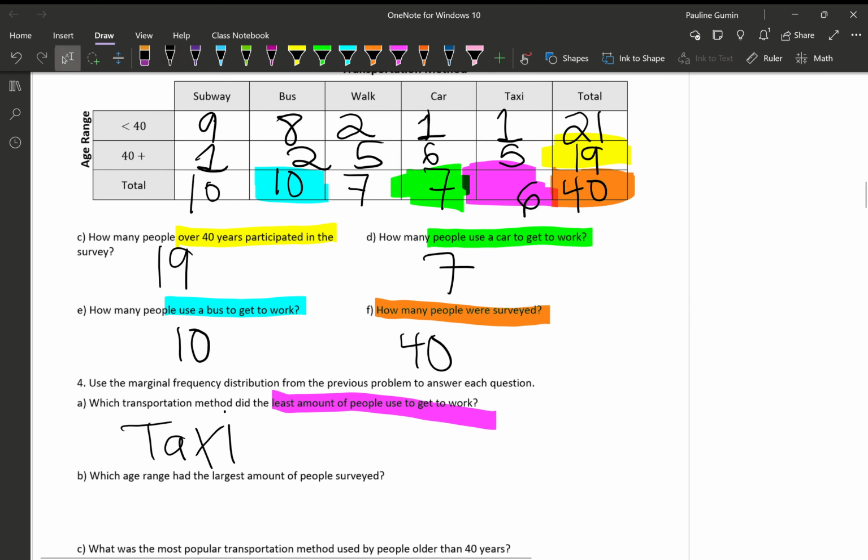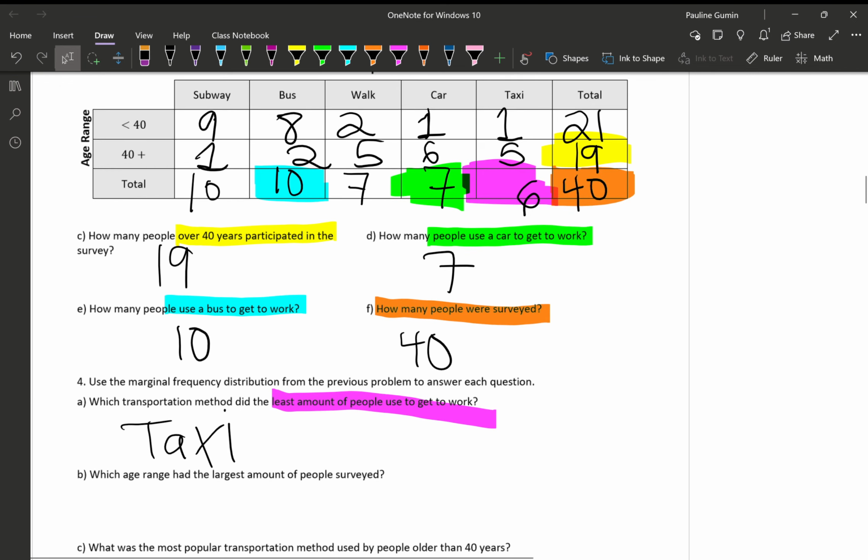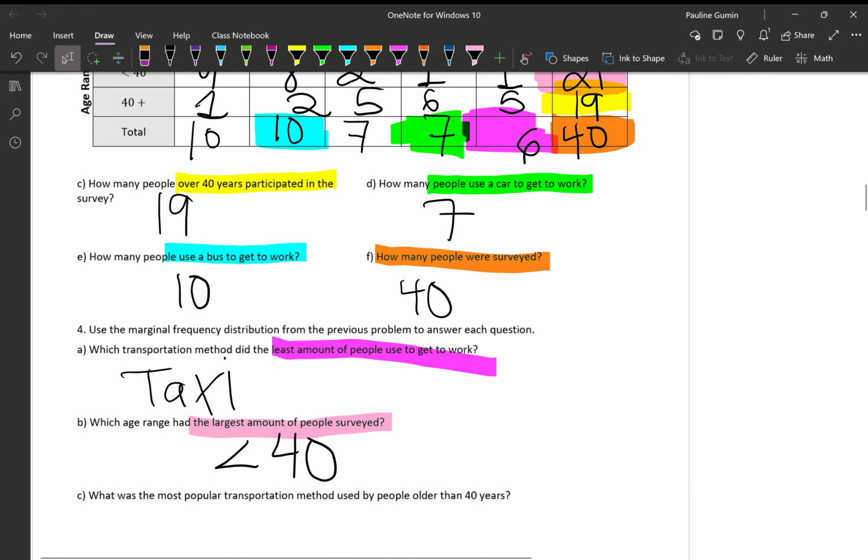Taking a taxi or an Uber costs more money than the rest of these options. Letter B, which age range had the largest amount of people surveyed? Okay, well, let's take a look at the totals of the age ranges. It looks like the less than 40 had more. It has 21 versus 19. So, less than 40.